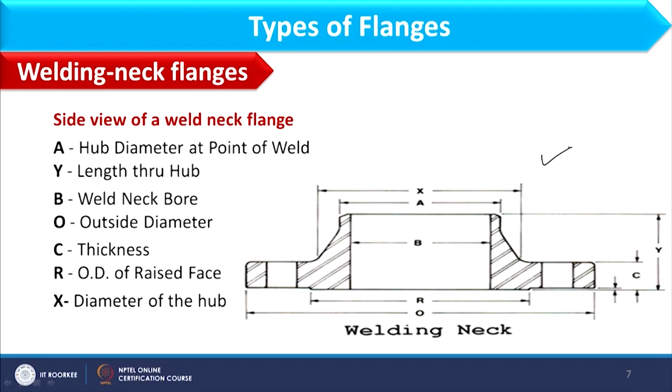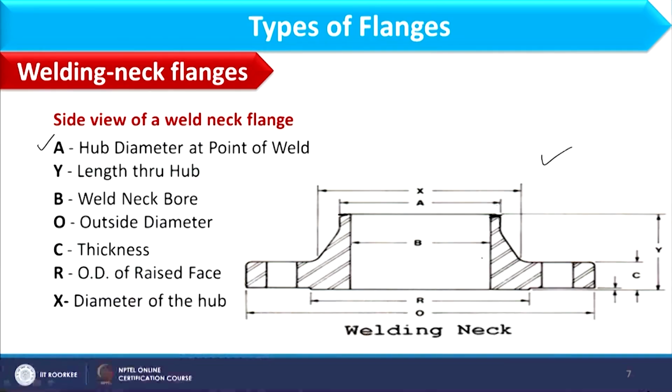And in this slide I am having the side view of the weld neck flange, where I am having different parameters, and these parameters will be used in designing, and therefore I have shown the schematic. A is basically the hub diameter at the point of joint. If you consider this section, we usually weld it with the pipe, and the outer diameter of this hub is called A. Y is the length through hub, that is, the total height of the flange including the hub, and B is the weld neck bore. Weld neck bore, or we also call this the bore diameter.